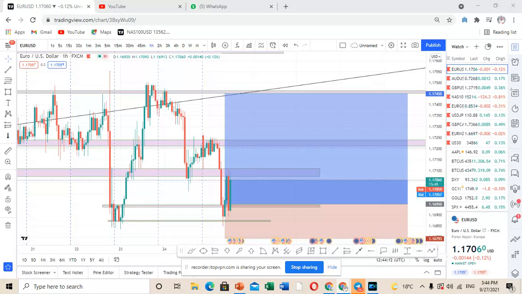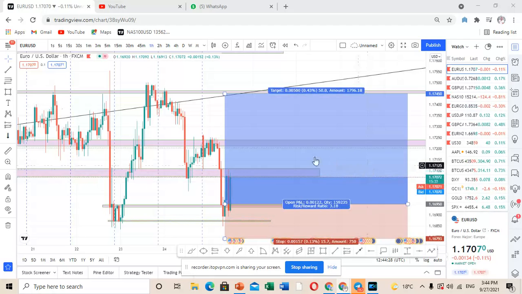Today I'd like us to analyze EUR/USD and NAS 100. Then I'm going to finish up my analysis with GBP/JPY. So we're going to do two currencies and then one index. Then we are going to be done.